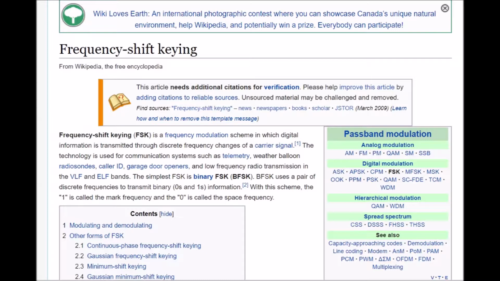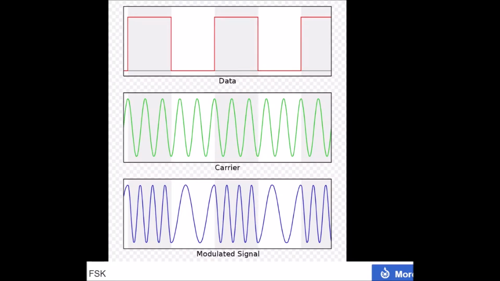The simplest FSK is binary FSK, or rather BFSK. BFSK uses a pair of discrete frequencies to transmit binary zeros and ones information. With this scheme, the 1 is called the mark frequency, and the 0 is called the space frequency.